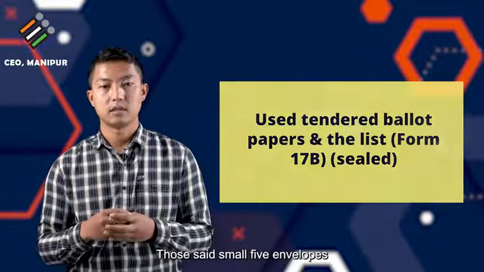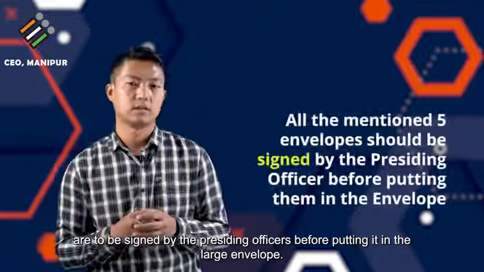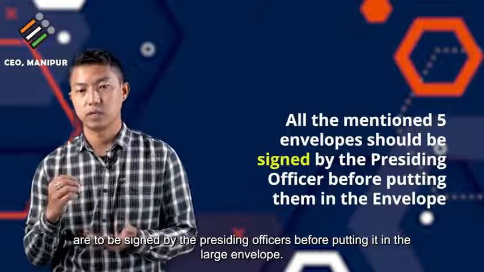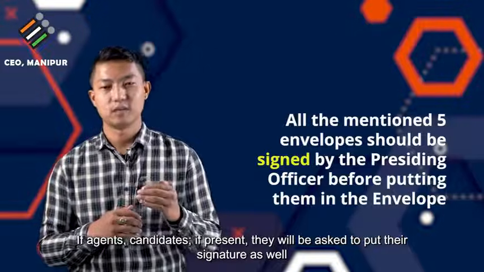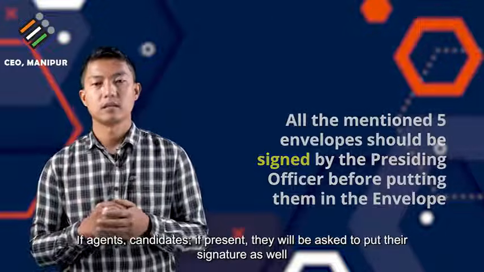Those 5 small envelopes are to be signed by the presiding officer before putting them in the large envelope. If agents and candidates are present, they will be asked to put their signature as well.